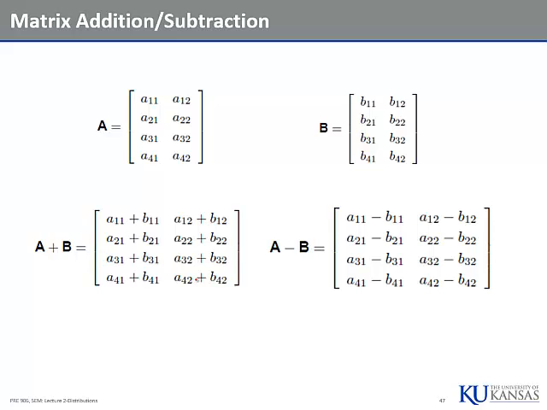4. How many columns? 4, 2. 4 by 2. Is B the same size? A, we could add A and B. A and B is just each element of A added to each element of B. Or we could subtract A and B.